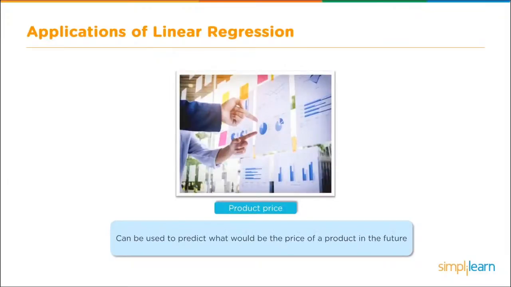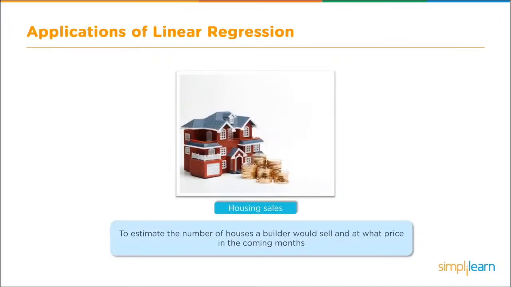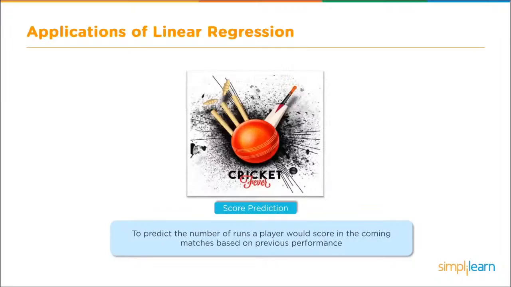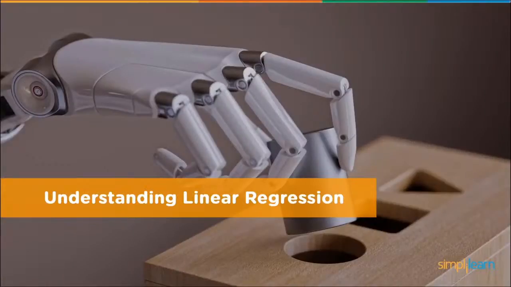Product price can be used to predict what would be the price of a product in the future. We can guess whether it's going to go up or down, or should I buy today? Housing sales, to estimate the number of houses a builder would sell and at what price in the coming months. Score predictions, cricket fever, to predict the number of runs a player would score in the coming matches based on the previous performance. I'm sure you can figure out other applications you could use linear regression for. So let's jump in and understand linear regression and dig into the theory.